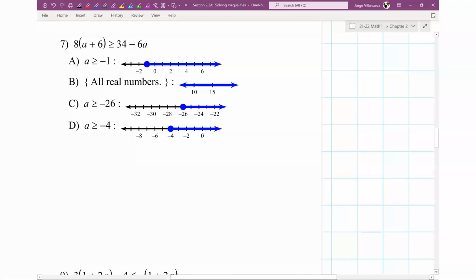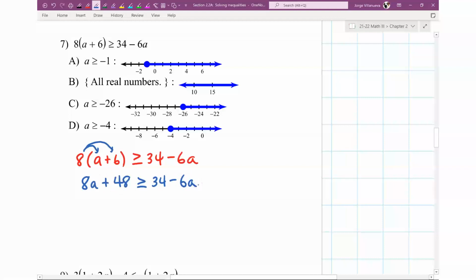So for number 7, let me just rewrite it here. We got 8 times a plus 6 greater than or equal to 34 minus 6a. So you're going to want to distribute first, right? So 8 times a, that's 8a. 8 times 6, 48. And then the rest of it's just going to stay. So 34 minus 6a. Which one should I move, the 8a or the negative 6a? I always like moving the smaller one. So which one would be the smaller one? The negative 6a, right? That's smaller than 8a.